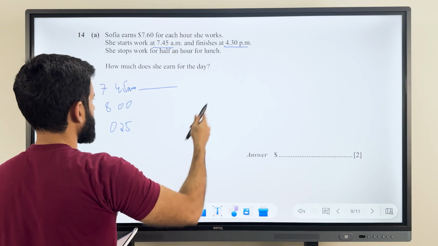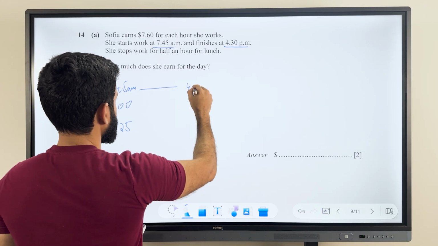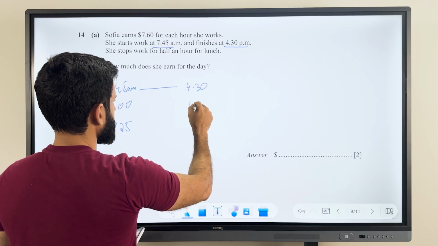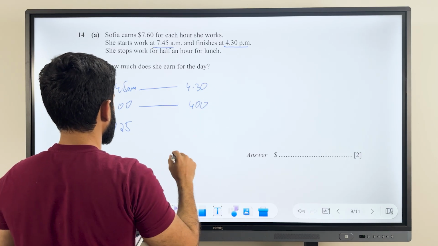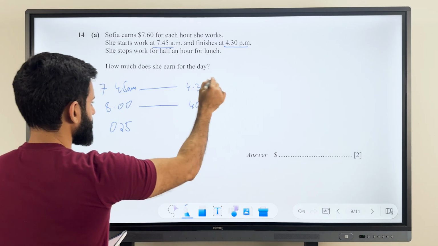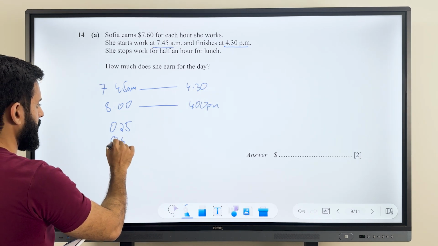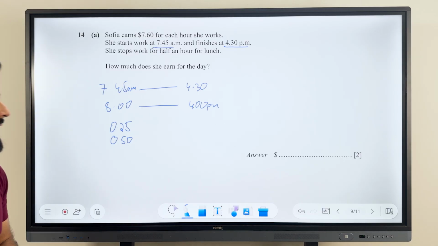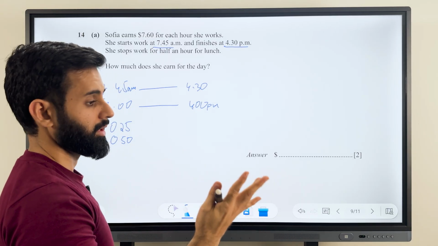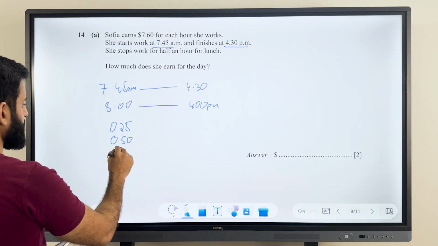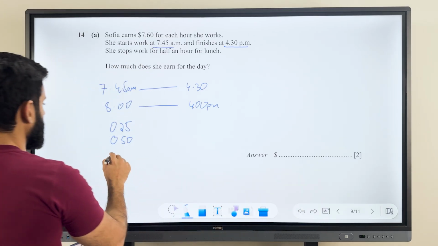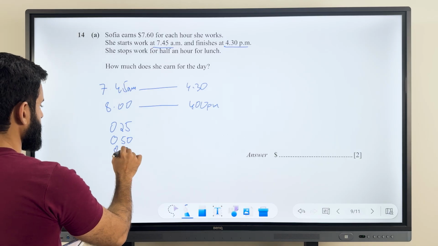Basically we just need to calculate the number of hours in between. Now she's working till 4:30, so instead of doing 4:30, I'm just finding out the number of hours between 8 a.m. to 4 p.m. and we're taking this 0.5 of an hour separately. So 9, 10, 11, 12, 1, 2, 3, 4. So that's 8 hours. So that is 8.0 hours.